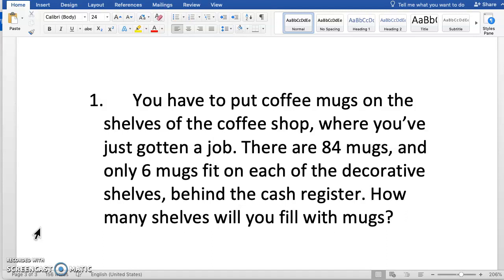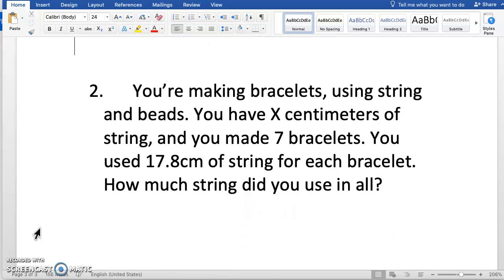There's your first one. The second problem you need to solve, you are making bracelets and you're only using string and beads, nothing fancy. You have x centimeters of string and you made 7 bracelets. You used 17.8 centimeters of string for each bracelet. How much string did you use in all? Remember to show all of your work.